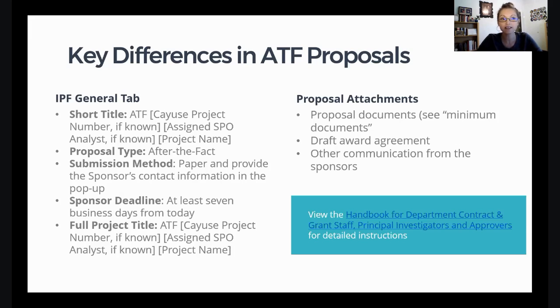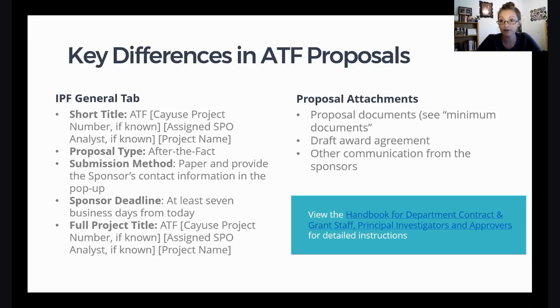If you do not have an assigned analyst yet, you don't have a Cayuse project number, you can just say ATF and the project name. You could put 4 awards if you want, but that's not necessary. The proposal type is going to be after the fact instead of new or anything else. The submission method is going to be paper, even though it's not necessarily. And then you'll provide the sponsor's contact information in the pop-up that you'll see when you select paper.